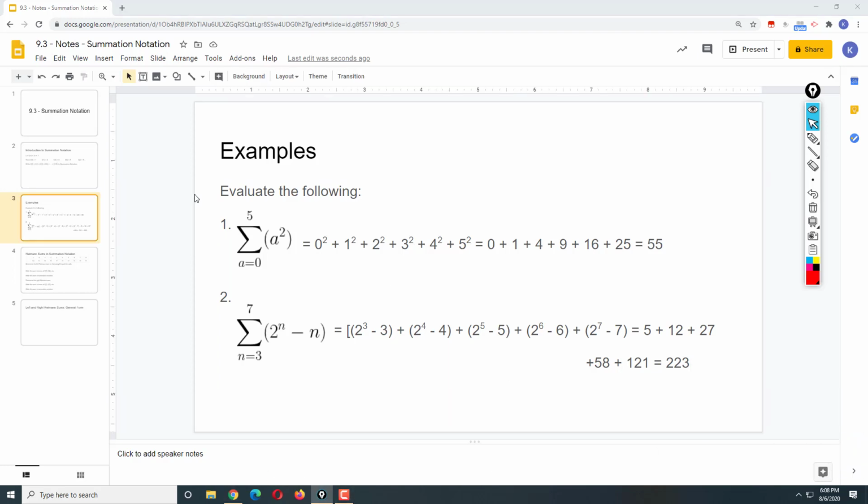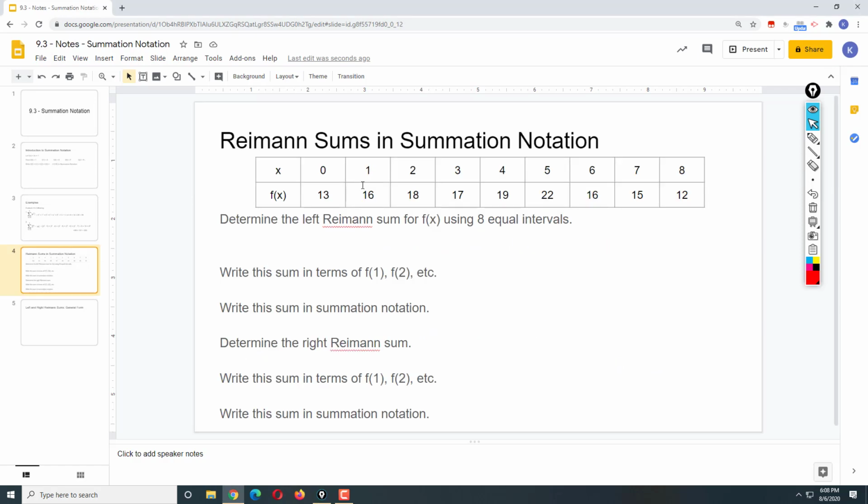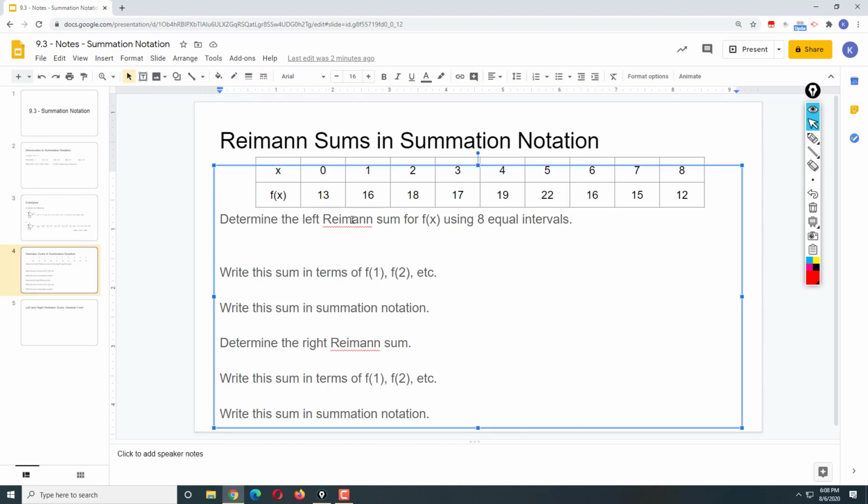Now, in our last lesson, we learned about Riemann sums. We can also write them in summation notation. We can write a formula for Riemann sums, the left and the right anyway, in terms of summation notation pretty easily. For example, determine the left Riemann sum for f of x using 8 equal intervals. We're given a table of f of x for x equals 0, 1, 2, 3, and so forth, up to 8. So we know the left Riemann sum is really, each interval is 1.